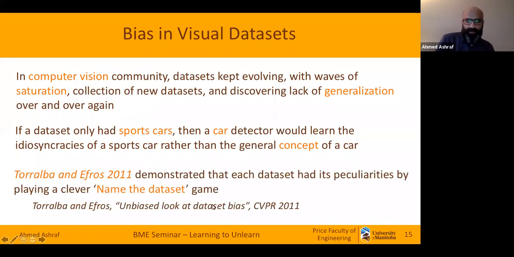So way back in 2011, this is actually one of the seminal papers in dataset bias. For the first time, it investigated the problem in a more principled fashion, and figured out how to quantify the idiosyncrasies of a data set. And they proposed a very clever method. They were playing a game which they named the Name the Dataset game.